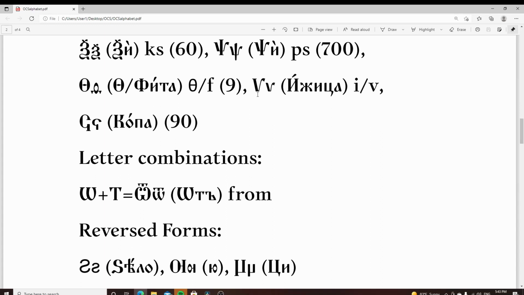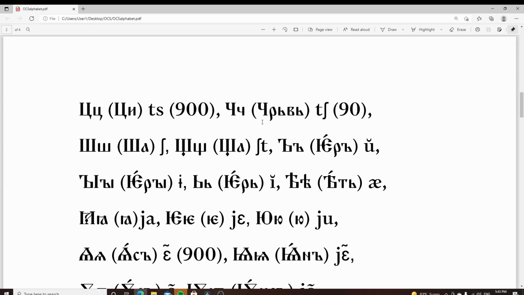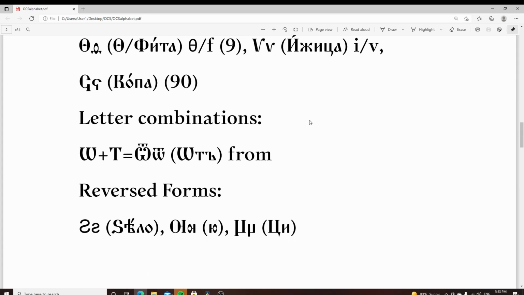Then we have Ijica, and the sounds representing Ijica are either E or V. This last letter is a special one. It's called Copa, and its only purpose is to represent the number 90, which Shrive also represents. So you can choose either one to represent the number 90. I usually choose Copa though.